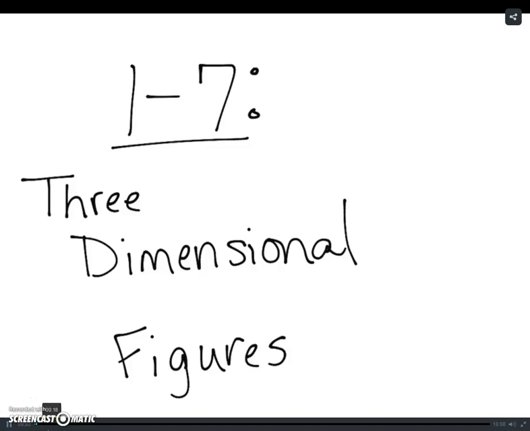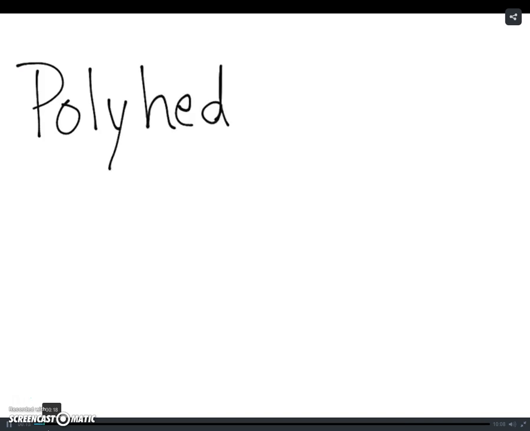Today we're talking about three-dimensional figures. All the figures that we are talking about today, except the sphere, are what we call a polyhedron. I'll write that out up here. And a polyhedron has to be made up of flat surfaces, and it's going to enclose a single region of space. That's our official definition.